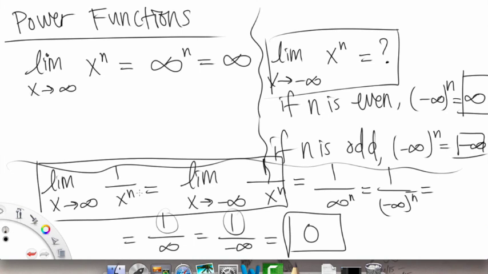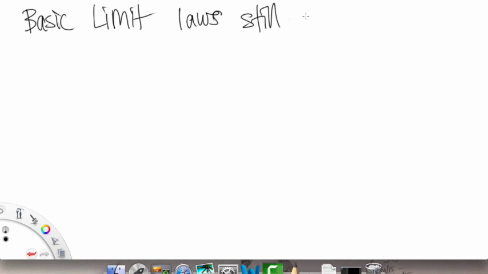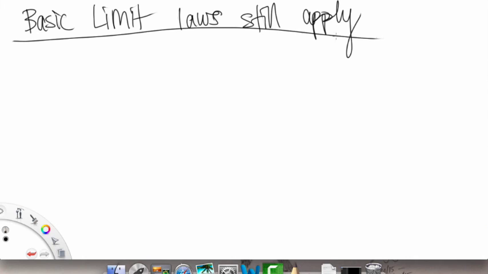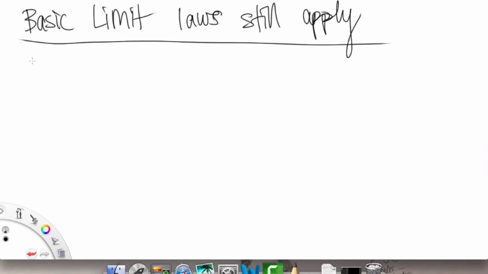Now let's do an example. This is important: the basic limit laws that we've learned before, like the sum law, the constant multiple law, the product law, and the quotient law, still apply even when we're calculating limits as x is going to some kind of infinite value, either positive or negative infinity. Let's do an example of this.